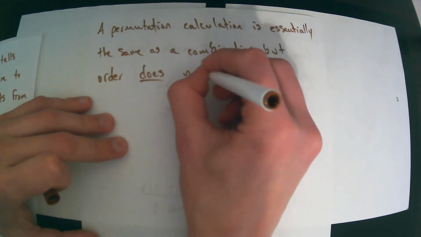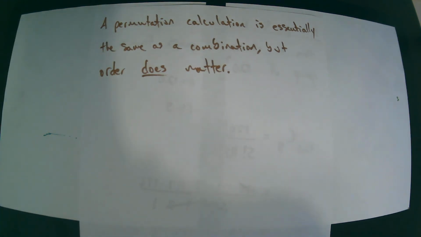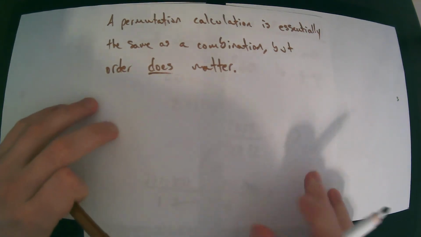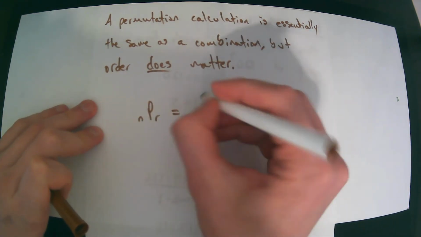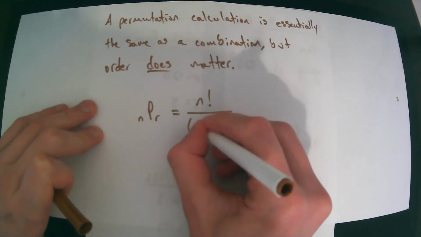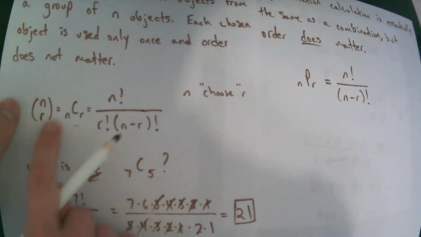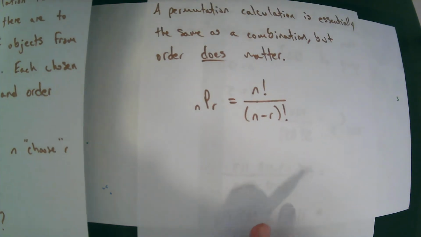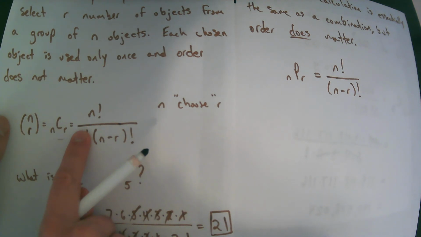So this is for ranked positions where order does matter. It's denoted as subscript n, then capital P, then subscript r, and it's just going to be n factorial over n minus r factorial. So it's very similar, and we don't have that other notation like for combination with the little parentheses. That's specific just for combinations. It's very similar, just without that r factorial in the bottom.